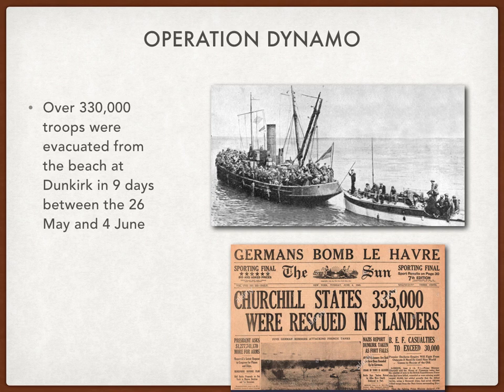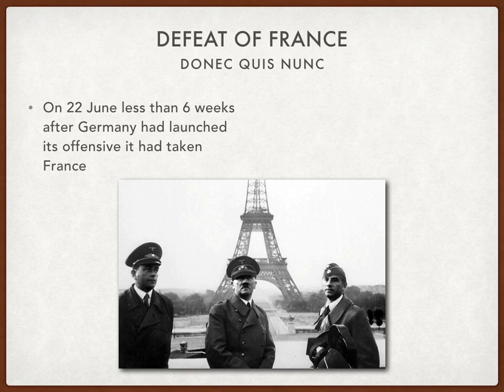Over 330,000 troops were evacuated in 9 days between the 26th of May and the 4th of June, many of the troops vowing to return to fight the Germans again. So with the armies surrounded and eventually banished from France, Germany easily took the rest of the country. They were able to attack the Maginot Line from behind and take it with relative ease. On the 22nd of June, less than 6 weeks after Germany had launched its offensive, it had taken France, something they had been unable to do in 5 years of fighting in World War One.